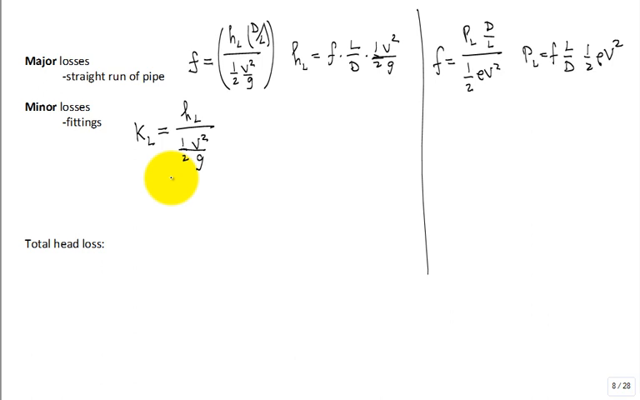And then you could unravel it when you want to predict the head loss. If you knew the loss coefficient, it would be h_L equals K times 1/2 V squared over g. True? Professor, is this the same 1/2 V squared over g that appears here and here? They sure do look like it.